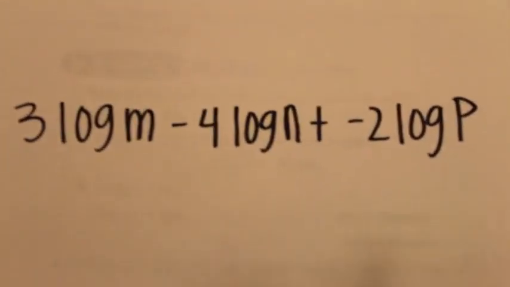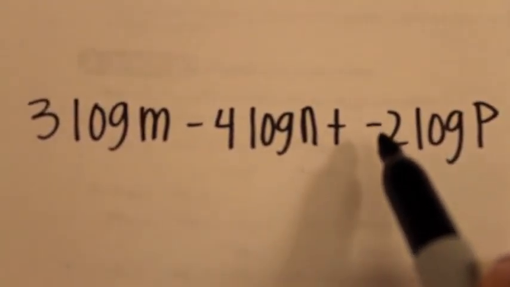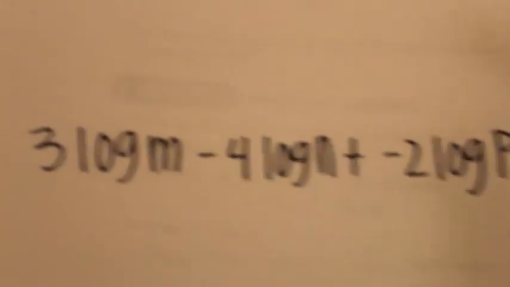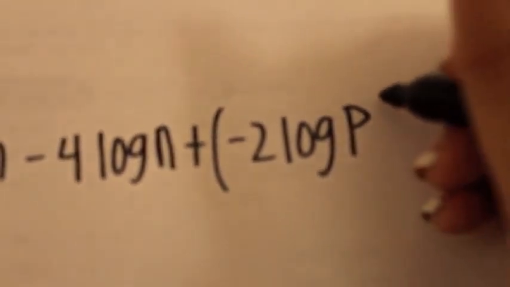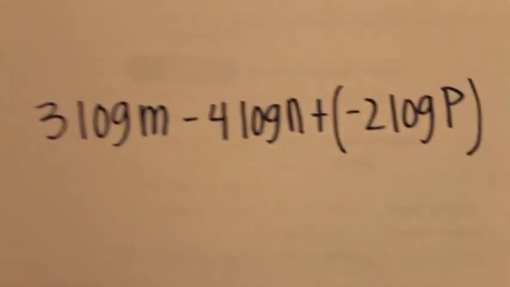Now, it might look a little strange because the positive and negative 2 are right next to each other. And so what you're going to do to separate them is just put parentheses so that you know that the negative 2 is separate from the addition of the product property.